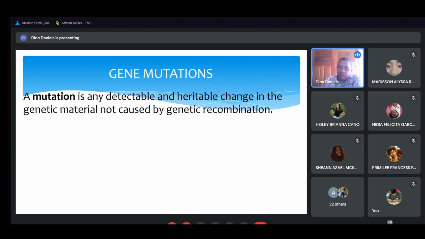So remember that when you have genetic recombination, for example, mating, sexual reproduction, you have a combination of genes and then you end up with a progeny or an offspring that has a unique combination of genes. So there's a change in the overall genome of these progeny. So that is not considered a mutation. A mutation would be a change in the genetic material of a particular individual.